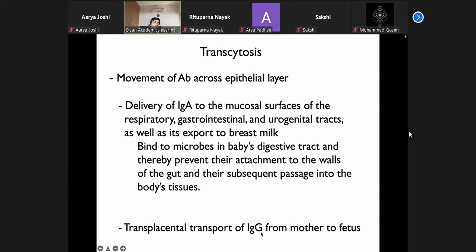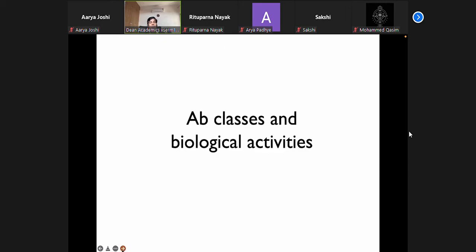IgG antibody can also be transported from mother to fetus. Okay, there are different mechanisms for doing that. So the next thing is, we'll talk about the transport in one more slide, exactly how this is carried out. Okay, now the classes and biological activities of different types of antibodies.